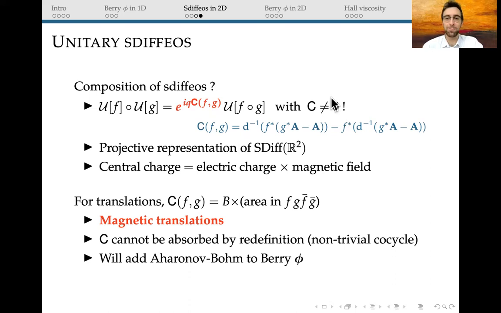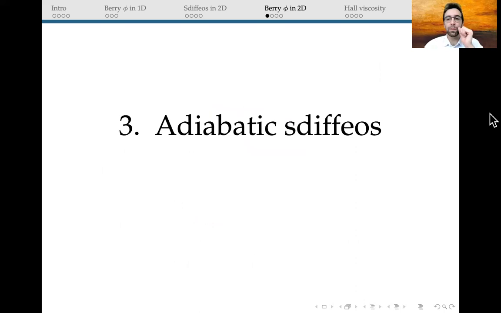So I'm now going to move on to essentially the core of the talk, which is about Berry phases due to adiabatic Zdifeos acting on droplets in the plane. And I'm going to do this in two steps. First by explaining what the Berry phases are at the one body level. I'm just going to focus on one wave function, act on it with certain diffeos and read off the Berry phase. And then I'm going to move on to the many body setup.